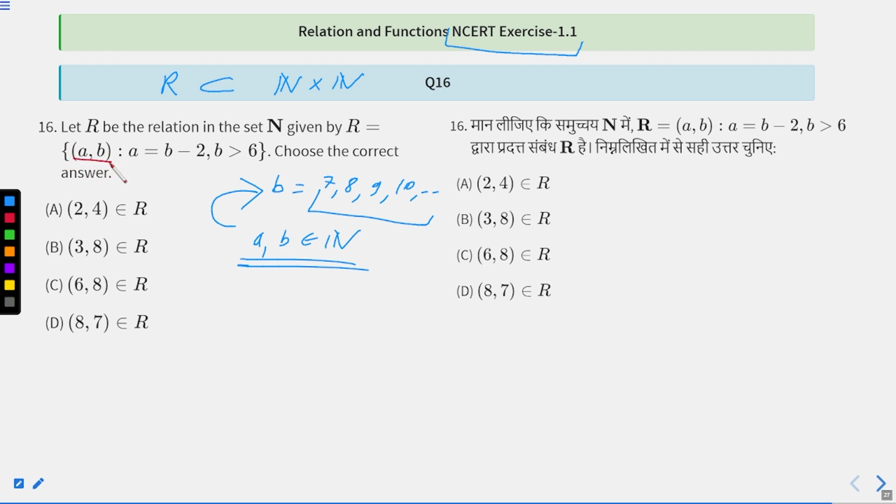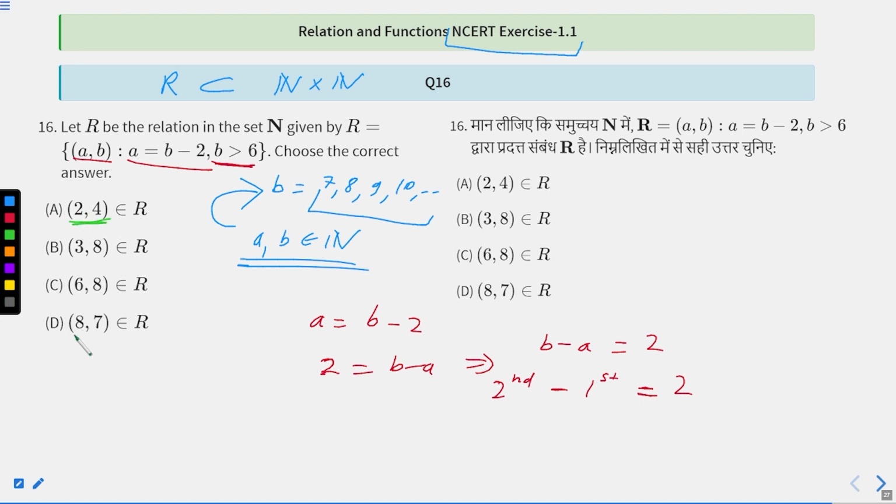I can write a pair, with the first element A and the second element B, if this condition is satisfied. If you write A is equal to B minus 2, in other words, you will have 2 is equal to B minus A. This means B minus A is equal to 2, or in other words, the second element in the pair minus the first element must be 2. Okay, let us see.